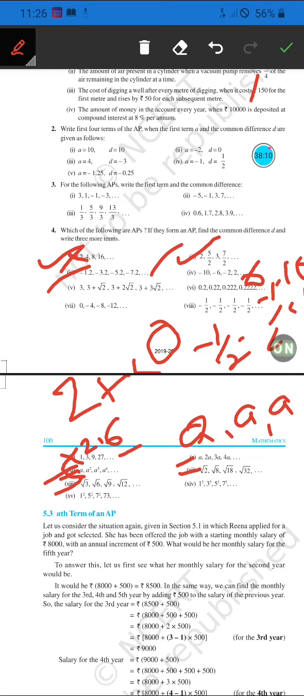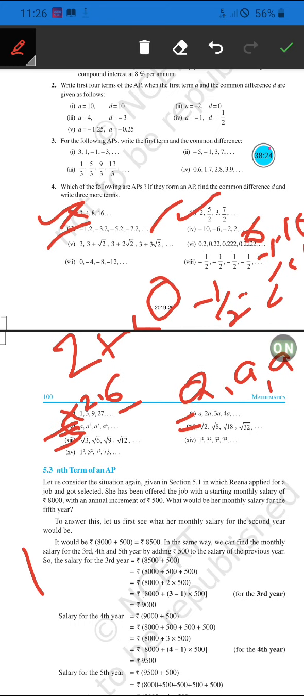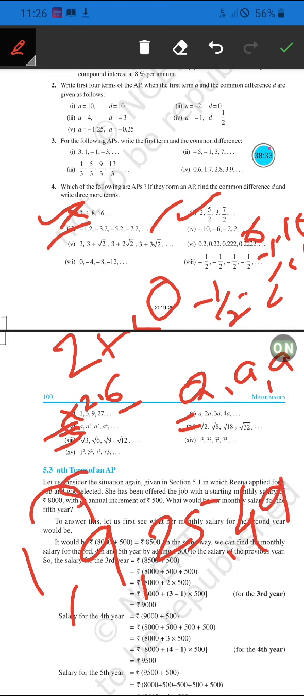14th question: 1 square, 3 square, 5 square, 7 square. What is 1 square? That is 1. What is 3 square? 9. What is 5 square? 25. What is 7 square? 49. Observe here, the difference is 8, and the difference here, between these two, is 16. So the common difference is not equal. So the 14th question is not in AP.